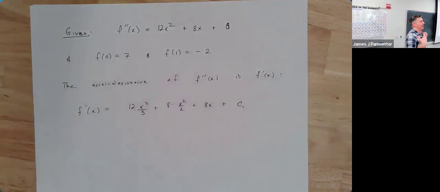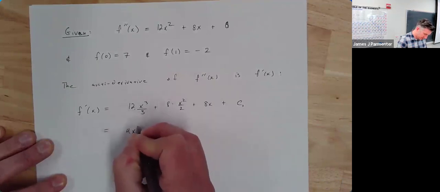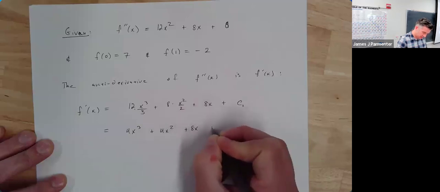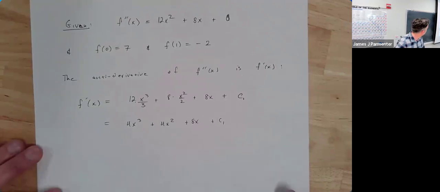And if I knew what f prime of something was, I would plug that in right now and then solve for C1. But I don't have an f prime of anything, so I move on. Actually, before I move on, I simplify. I should really write this as 4x cubed plus 4x squared plus 8x plus C1. And now we're going to be sad that I made a poor choice with my constants, but such is life.